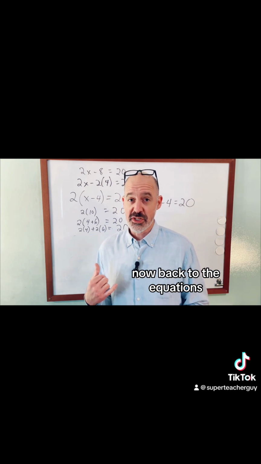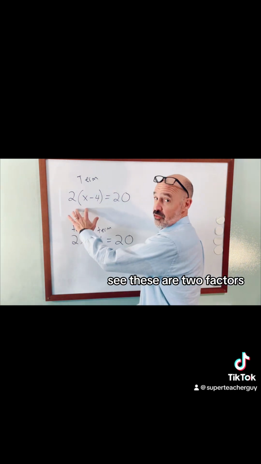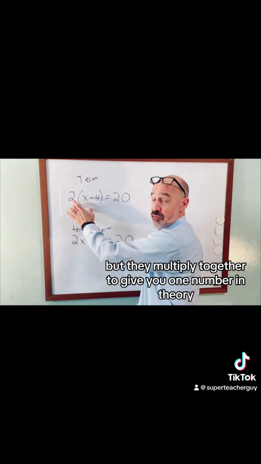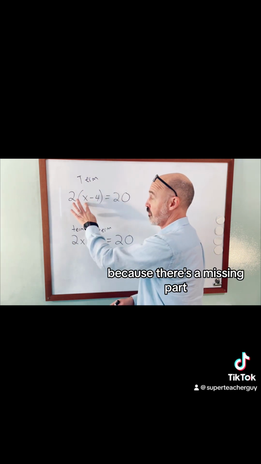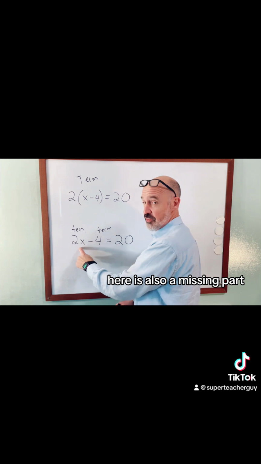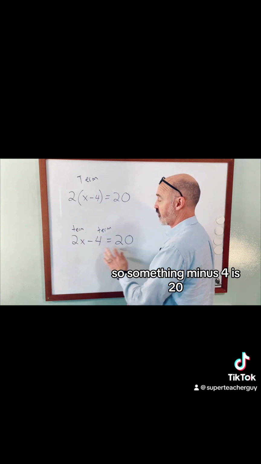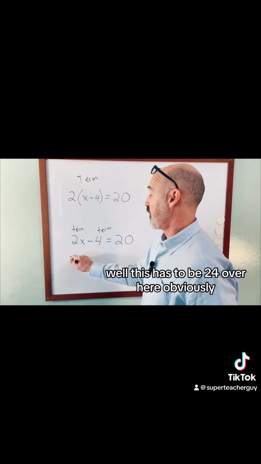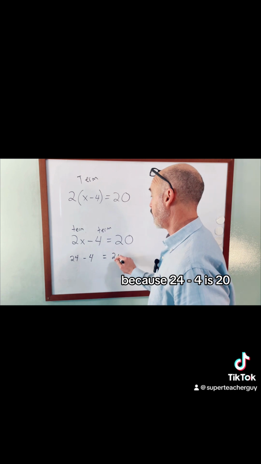Now, back to the equations. So 2 terms and 1 term. See, these are 2 factors, but they multiply together to give you one number in theory, but we can't do that. Why? Because there's a missing part. Here, there's also a missing part. This is 2 terms, so something minus 4 is 20. Well, this has to be 24 over here, obviously, because 24 minus 4 is 20.